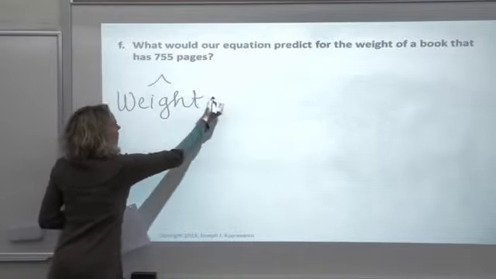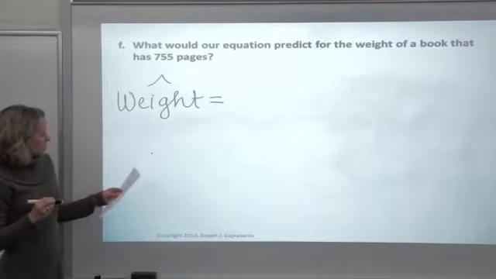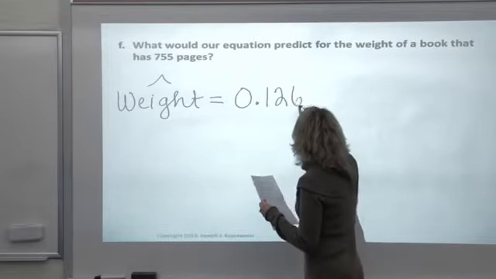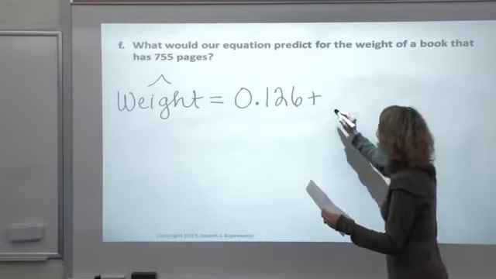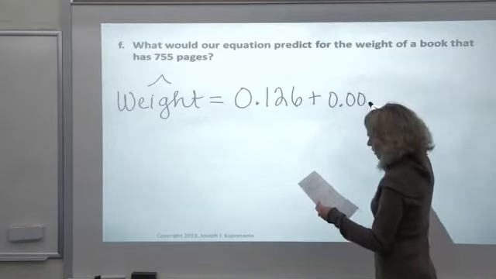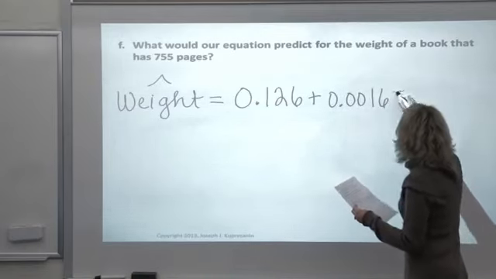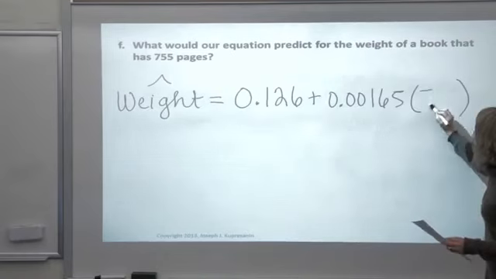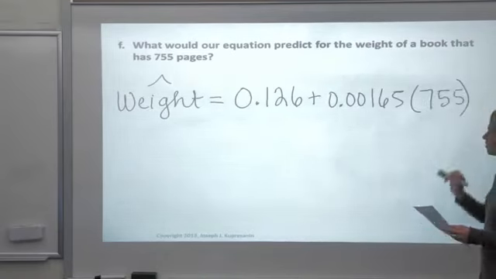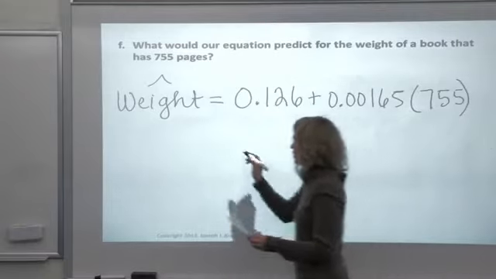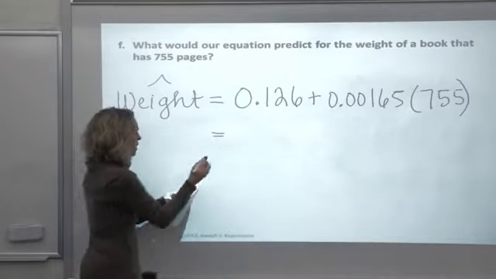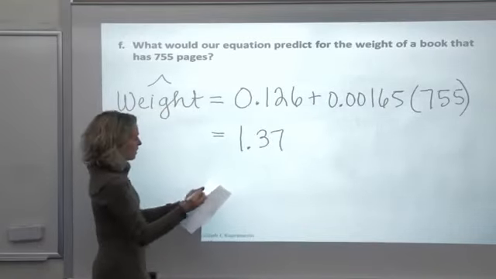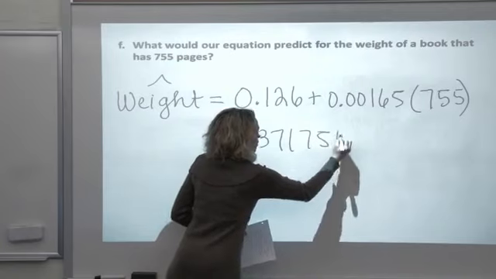It said the regression equation predicts the weight to be 0.126 plus 0.00165 times pages. And so for pages, we're going to fill in 755 pages. And we would predict the weight of this book to be 1.37175 kilograms.